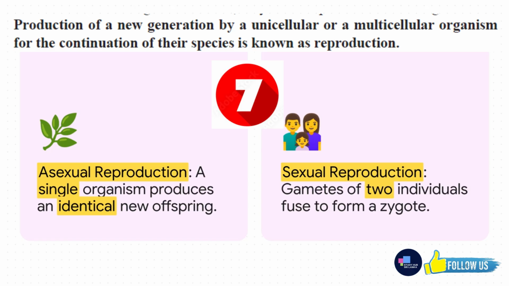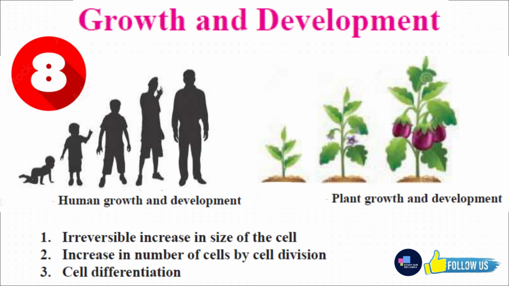You have asexual reproduction, which only needs one parent and creates an identical offspring, like when you plant a cutting from a hibiscus plant. And then there's sexual reproduction, which needs two parents and creates a unique offspring with a mix of traits from both. And our final characteristic, all living things grow and develop.